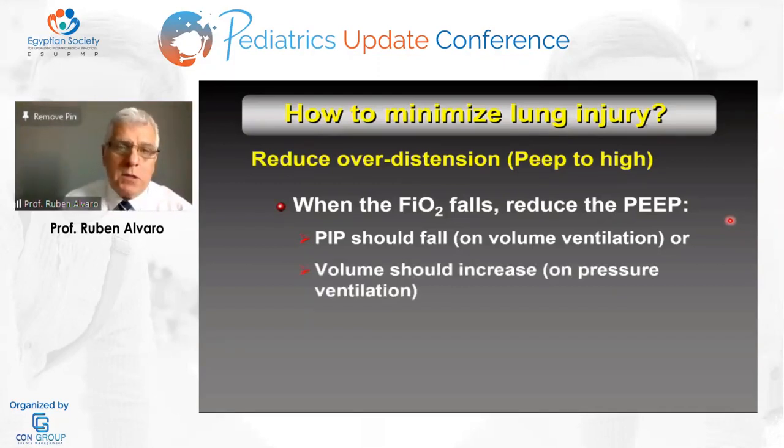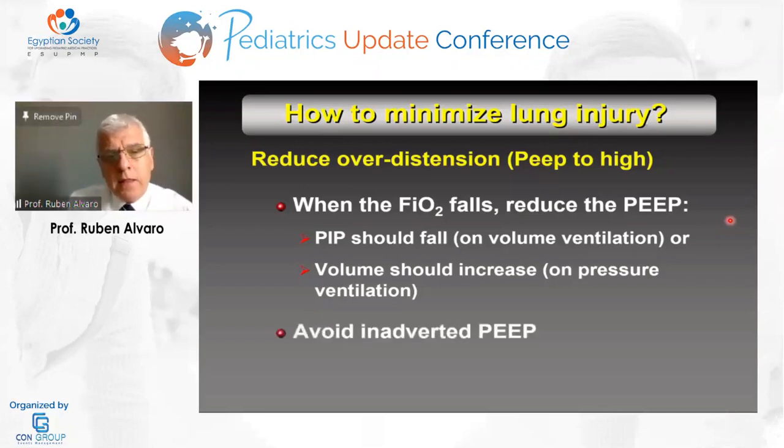Volume should increase if you're using pressure ventilation and you're not using volume target. As you decrease your PEEP, if you did the right move and your compliance is getting better, you will see that the volume you are delivering with the same pressure also goes up. That means you've done the right move, okay? And the other thing you need to be aware of is to avoid inadvertent PEEP. This is not the PEEP that you set, it's the PEEP that's actually delivered to the baby, or that the lungs are seeing, okay? What's inadvertent PEEP?